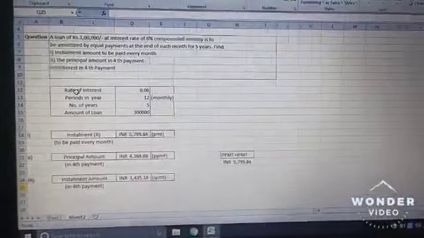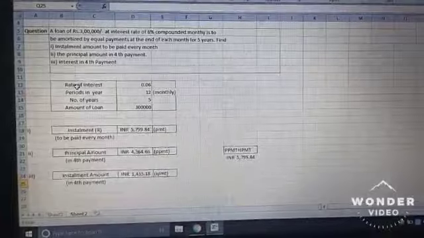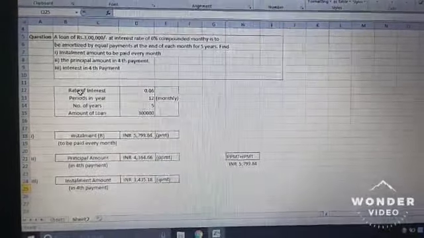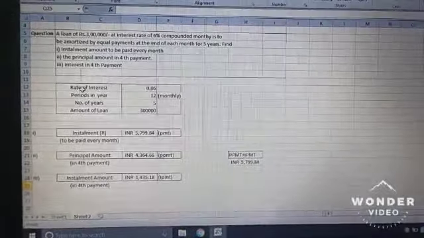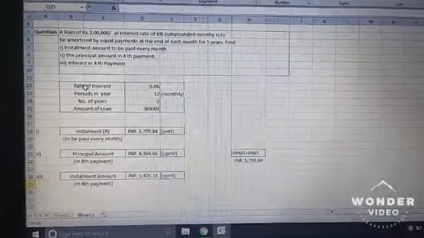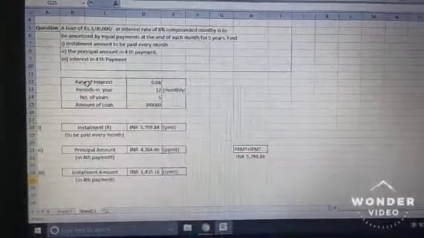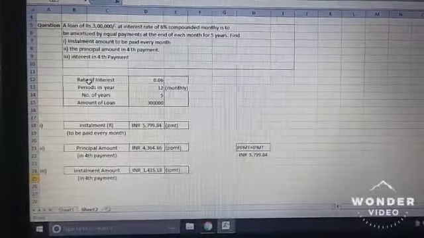So now this question is, a loan of rupees 3 lakh at rate of interest 6% compounded monthly is to be amortized by equal payments at the end of each month for 5 years. We have to find three things. First, the installment amount to be paid every month.